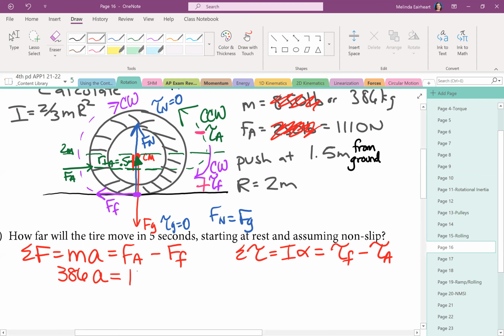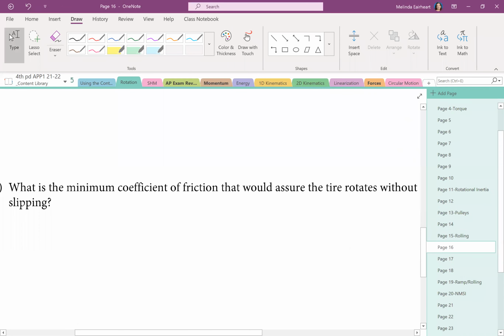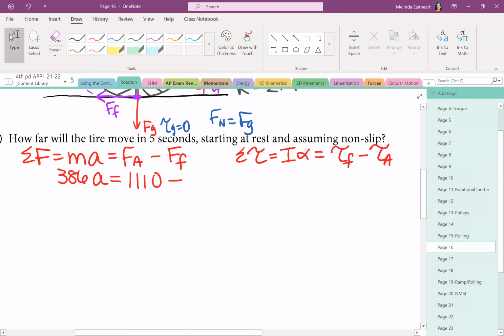Applied force, 1,110 is given. Frictional force, did they give it to us? What about the coefficient? Did they give us that? If we fast forward to question 3, what is the minimum coefficient? So that's something that we just have to wait for. So I'm going to keep it as frictional force for now. So I have 2 unknowns. I need 2 equations, so we can do that substitution, system of equations.